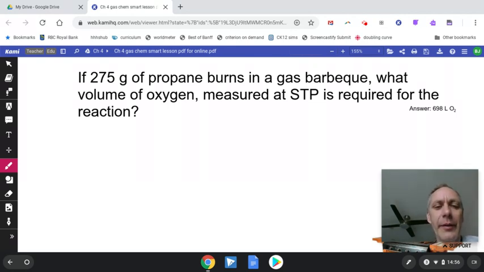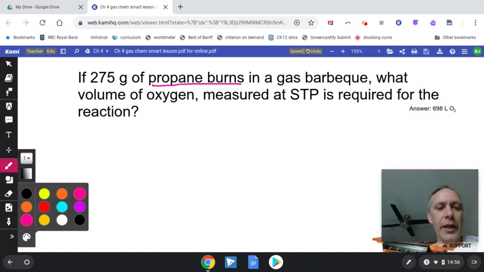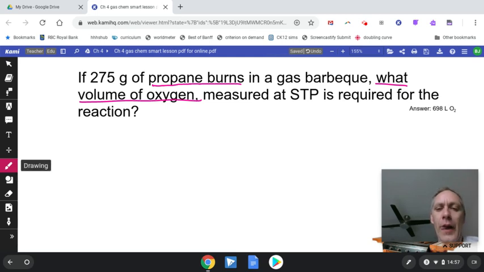Okay, so here's another chemical reaction. We've got propane burning. And we're looking for volume of oxygen. Okay. So remember, it's a chemical reaction. We're trying to find out volume of a chemical, starting with a mass. So it's going to be stoichiometry. Okay, stoichiometry means balanced chemical equation.